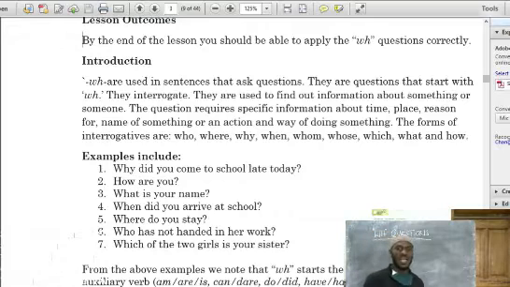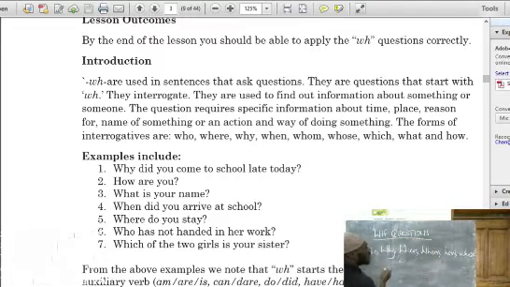Anyway, let us first go and look at this. And then they are telling us here that the forms of interrogatives are: we have who, where, why, when, whom, how, whose, what, which, and probably those ones. So who, where, why, when, whom, whose, which, what, and how.